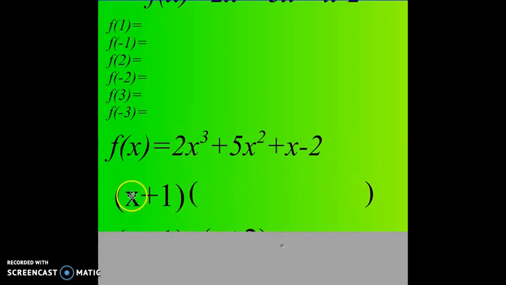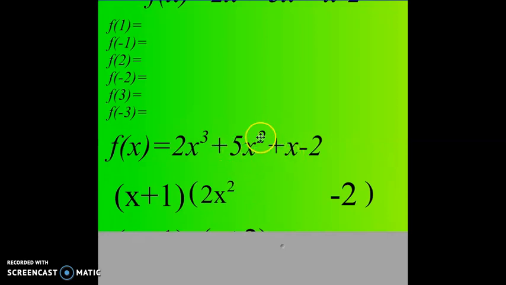So what do I have to multiply with x to get 2x cubed? I will have to multiply by 2x squared. What do I have to multiply with -1 to get -2? I need to multiply with -2. Now I need the middle term. The middle term will give me this result in the middle here.